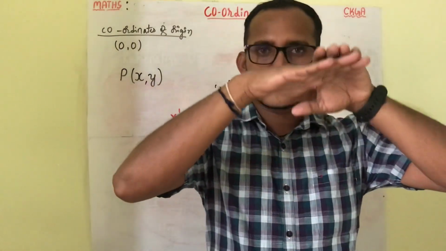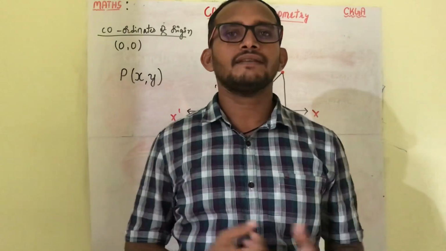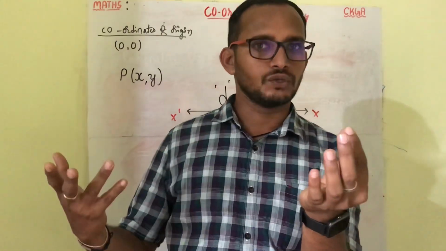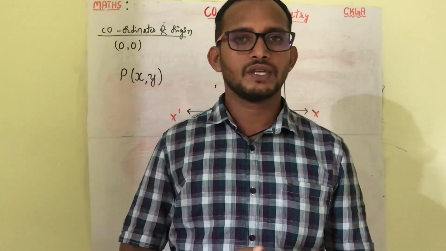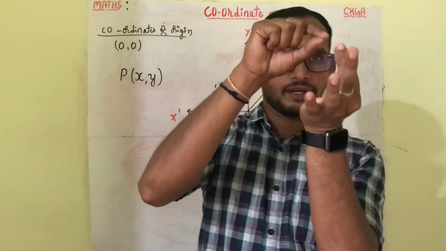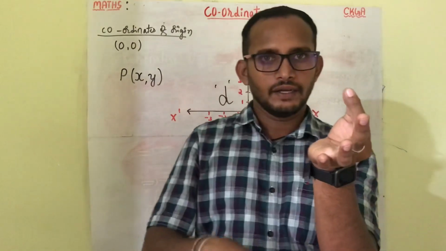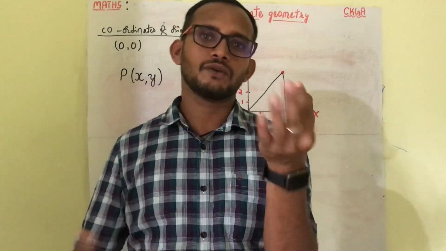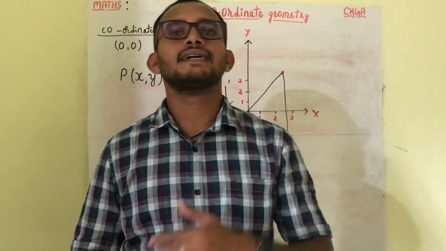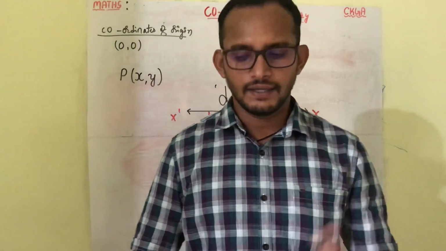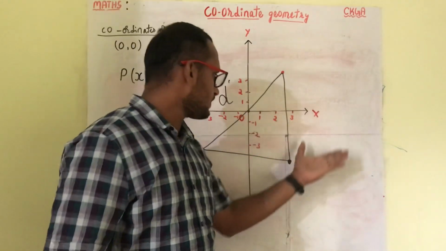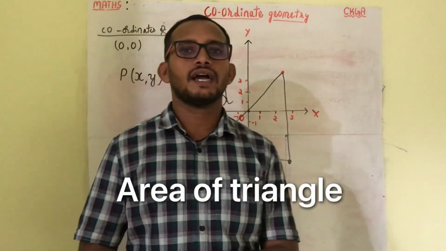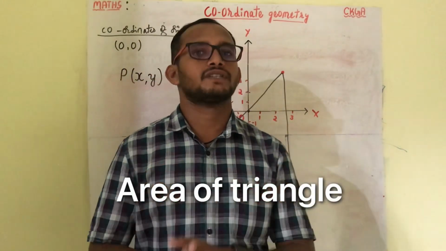Suppose you have a straight line and you divide that line with respect to some ratio. When you know the ratio and the coordinates of two different points, you can find the point where you divided, by using the section formula. The second concept is the section formula. The third concept is that you have a triangle, and in that triangle, you can find the area of the triangle.